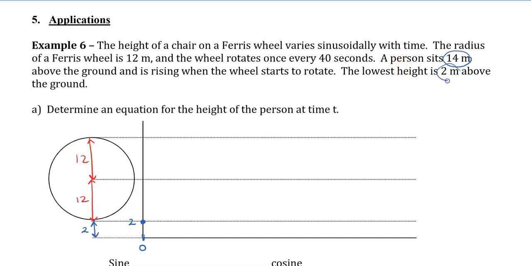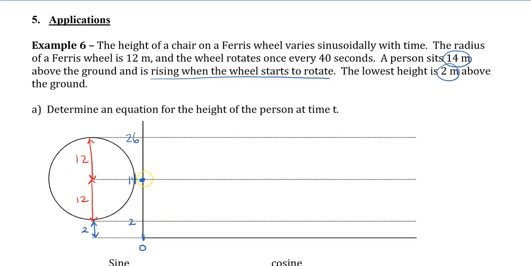Now the fact that this person sits 14 meters above the ground as it's rising means that the person starts actually at this point here and not down here, since 2 plus 12 is 14. Now to give me the total height, I have 2 plus 12 plus 12, which tells me that this maximum height is 26. Now it says here that the person is rising when the wheel starts. The reason we want to know that is it's going up instead of coming down first.